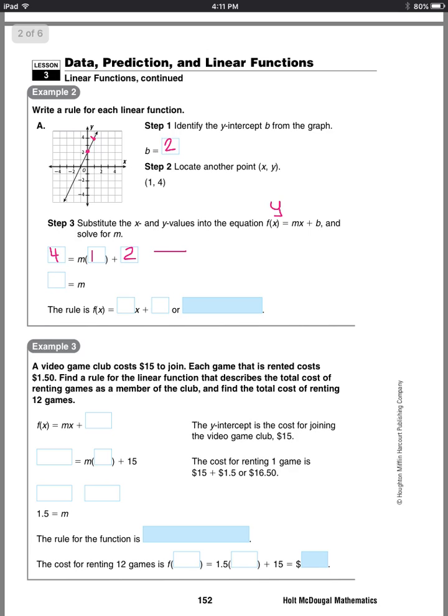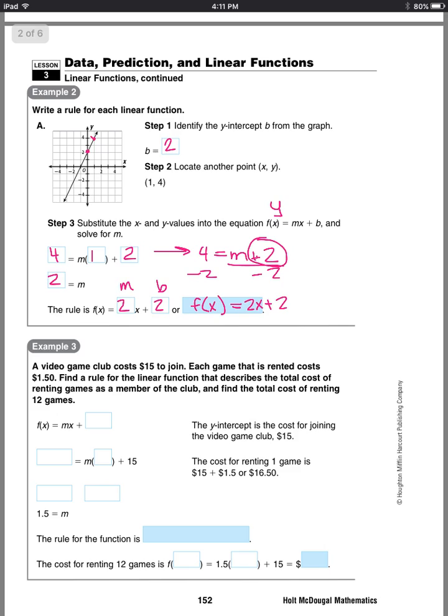So remember, this equation is just like saying 4 equals m plus 2, because 1m and m are the same thing. Then you're solving for m, so you look to the side with the variable. The constant is positive 2. The opposite of adding 2 is subtracting 2. So when we solve for m, we get 2. Okay? So the rule is f of x equals, and we're going to put our m and our b here. So our m was 2, and our b, or our y-intercept, was 2. Or, to make that prettier, f of x equals 2x plus 2.